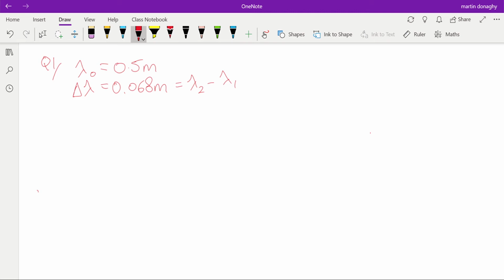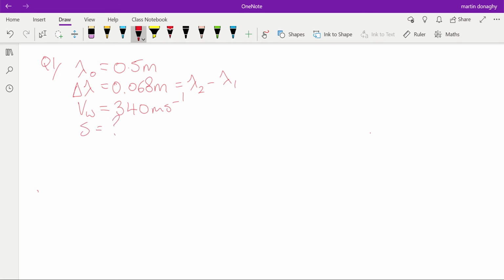Given that sound travels in air, that's given us the velocity of the wave as being 340 meters per second. Calculate the constant speed of the car and the values of lambda 1 and lambda 2. So we're being asked to find the speed.